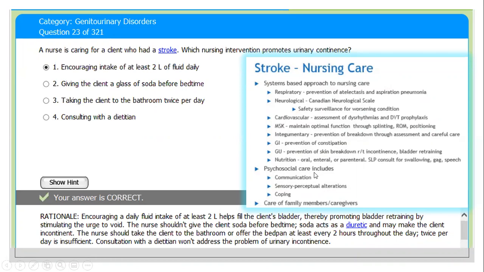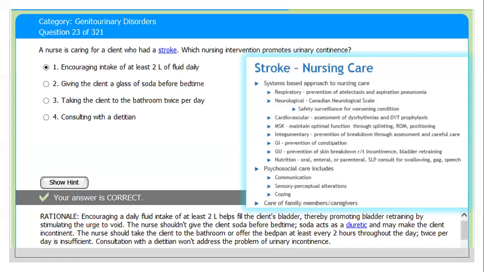Psychosocial care, including communication and sensory perceptual alteration: we should evaluate and also help with coping with the conditions. Also, it is important to care for the family members and caregivers.